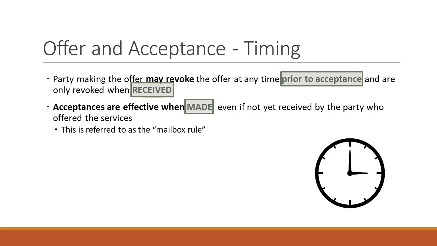And the revocation, meaning you pull that 150 and change it to 175, is also not effective until the party receives it. So that's the first step.